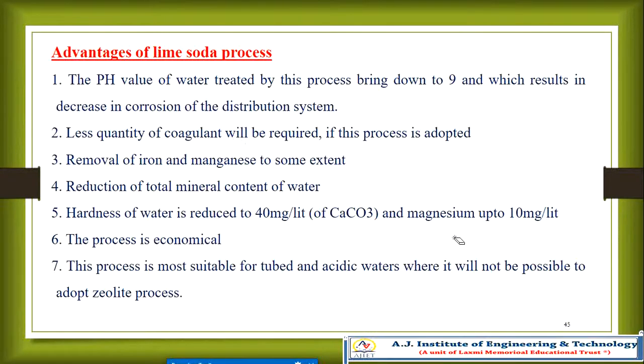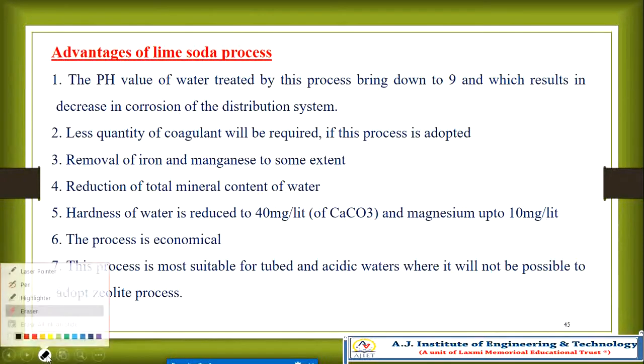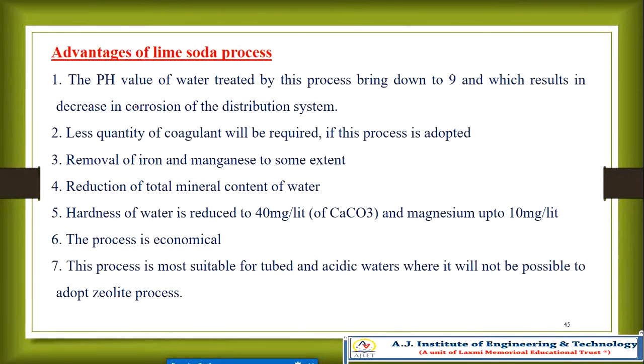If you come to the advantages of the lime soda process, there will be some advantages. One is that the pH value of the water treated by this process is brought down to 9, which results in decreased corrosion of the distribution system. Less quantity of coagulant will be required, and removal of iron and manganese to some extent. Reduction of total mineral content in the water will be another advantage.